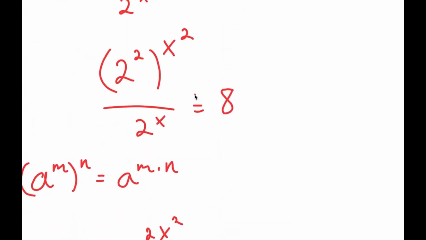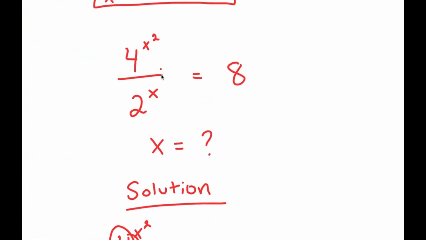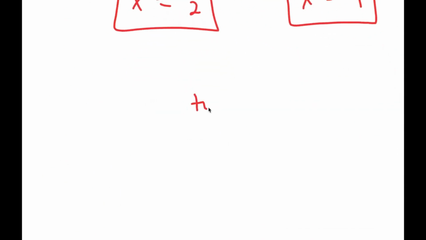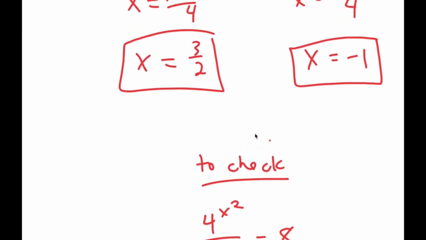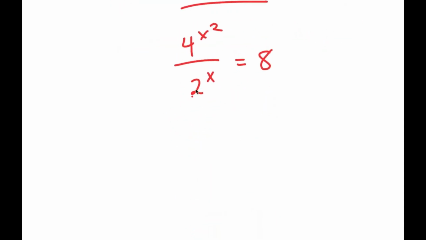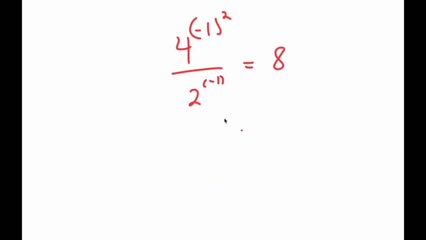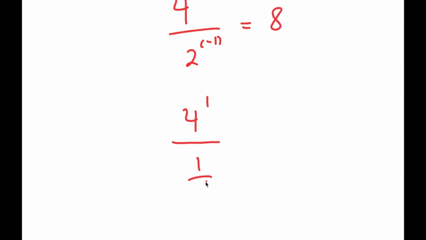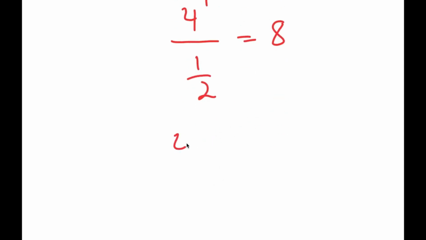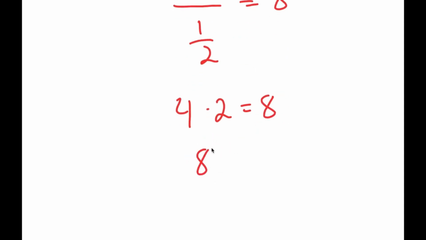So now, going back here, I have 4 to the power of x squared over 2 to the power of x equals 8. So I'm going to check these two solutions. I'm going to first start with negative 1. So if I plug in x for negative 1, I get 4 to the power of negative 1 squared over 2 to the power of negative 1 is equal to 8. So 4 to the power of negative 1 squared is the same thing as 4 to the power of 1, because negative 1 squared is just positive 1. And 2 to the power of negative 1 is 1 over 2. So this turns into 4 times 2 is equal to 8, and 8 is equal to 8.